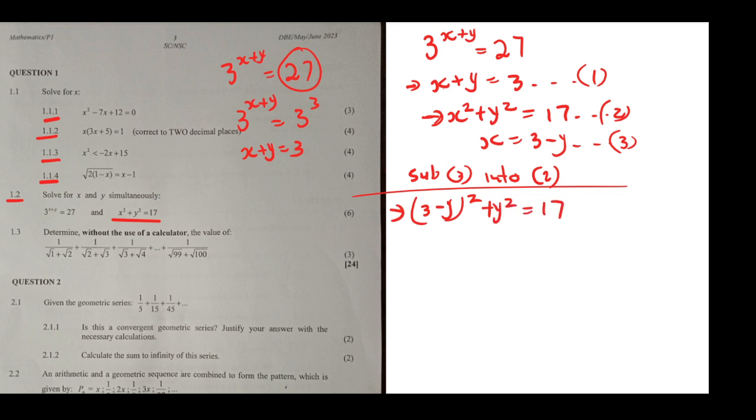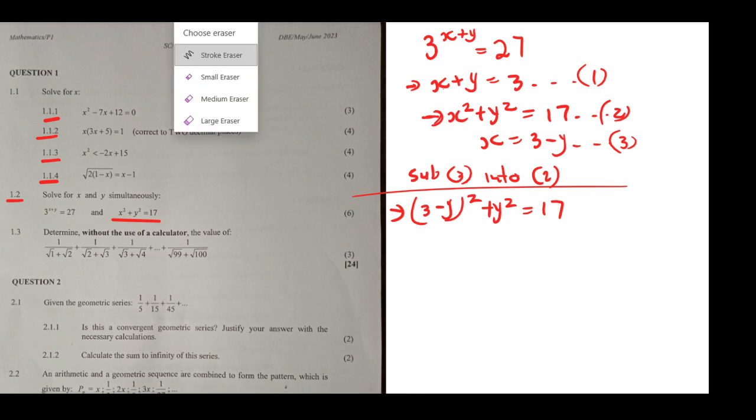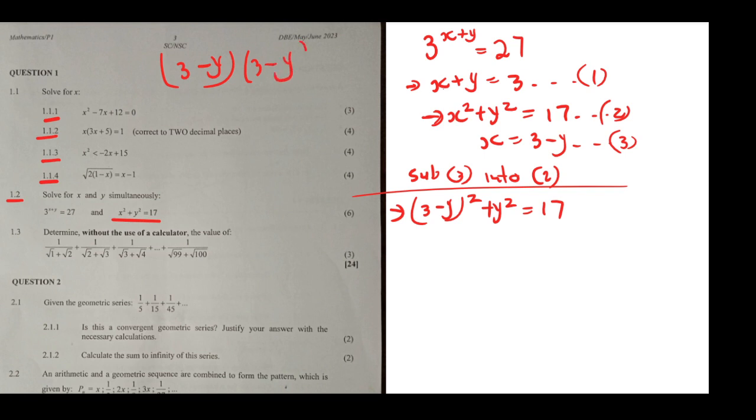And then to find the product of this, I'm just going to find it here. So we're having 3 minus y. Oops, let me erase this and write properly. So it's 3 minus y, right? So let me write 3 minus y and 3 minus y. So the product is 9 minus 6y plus y squared. So it's 9 minus 6y plus y squared equals 17.